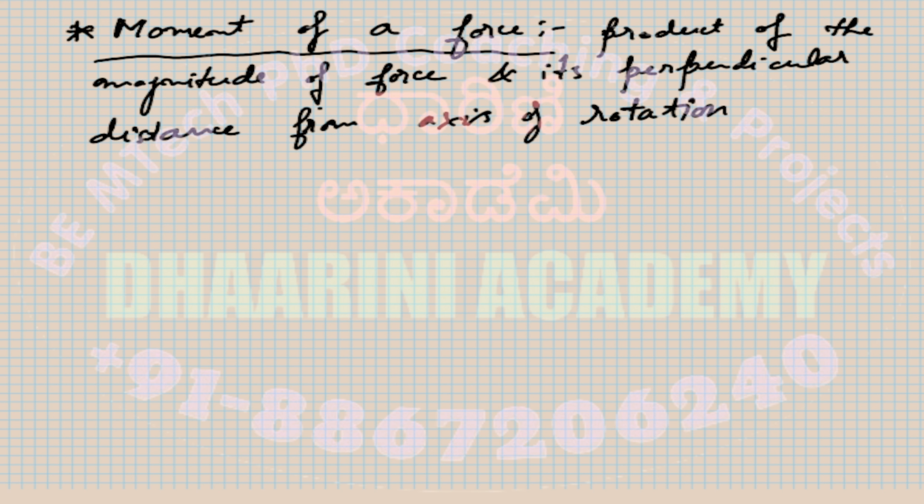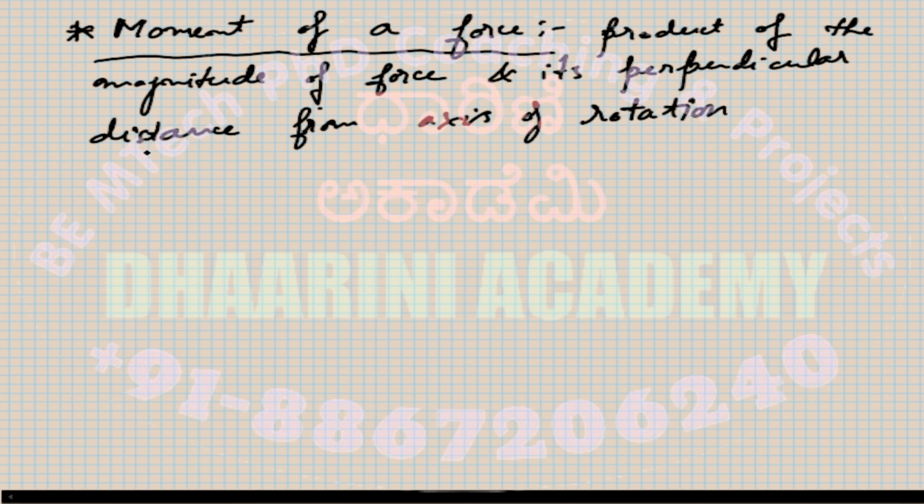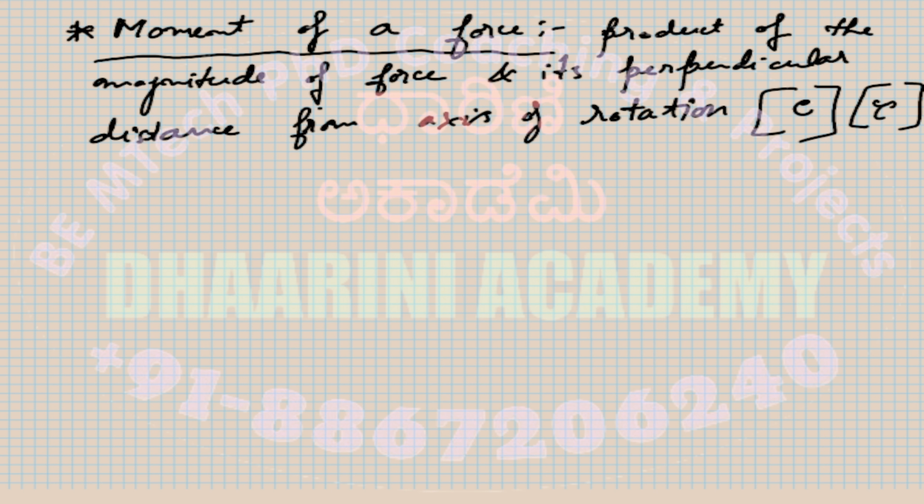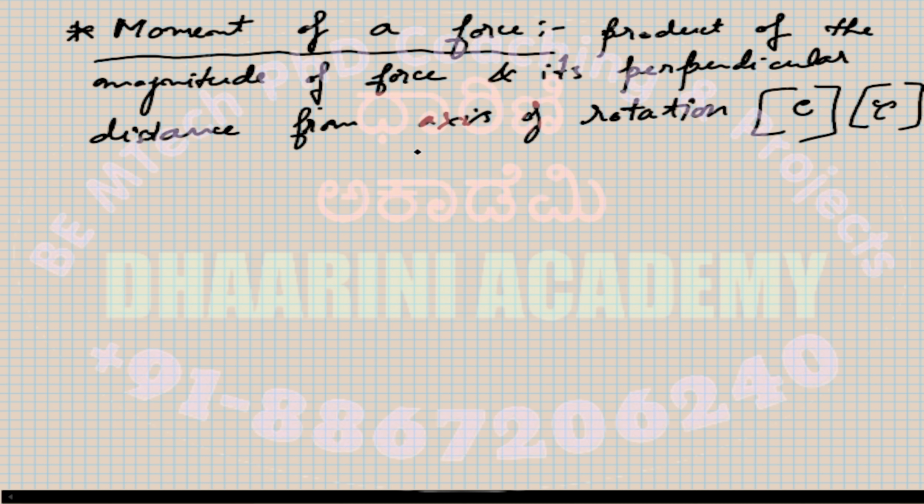Okay, so you can call this a turning effect. It is denoted normally by C, the notation for the moment of a force. You can write it as C, or some textbooks will call it tau. It doesn't matter, it depends on which one you are used to. Okay, let us look at the measurement now. And there is a sign convention.